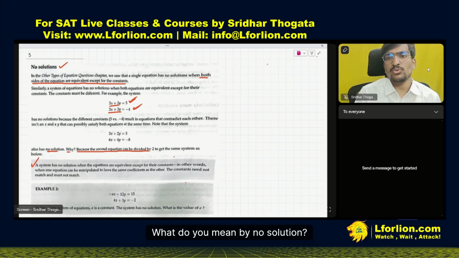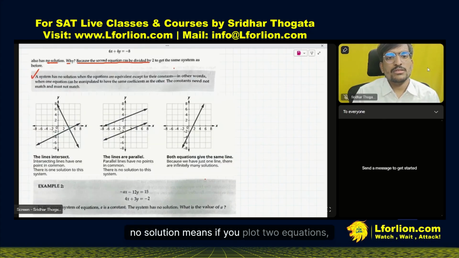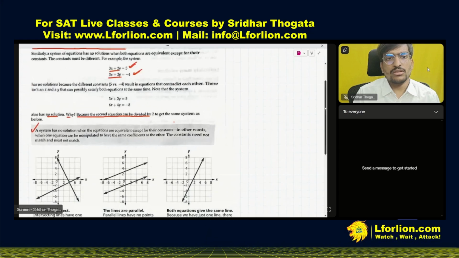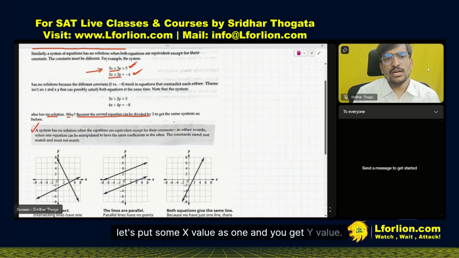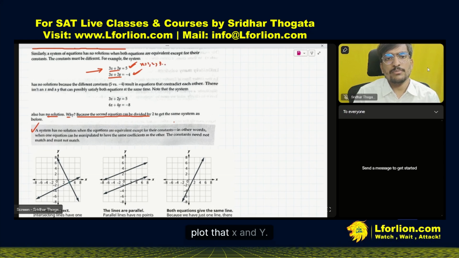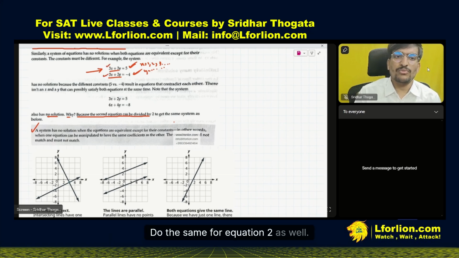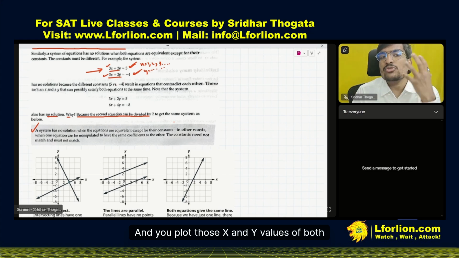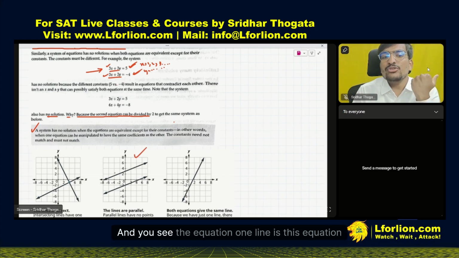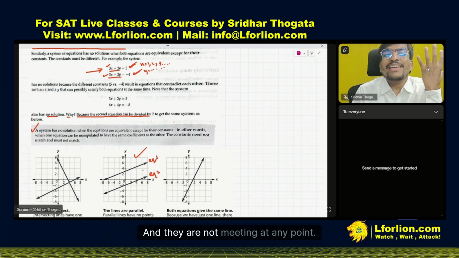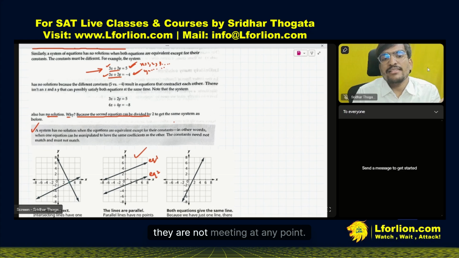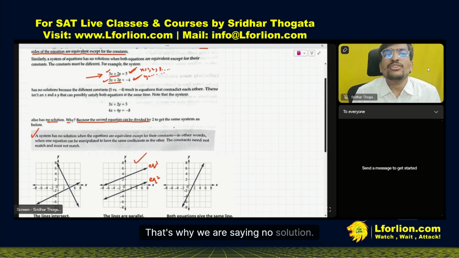What do you mean by no solution? No solution means if you plot the two equations, let's put some x value as 1 and you get a y value, plot that point, x value as 2, plot that point on the graph, then 3, plot that x and y. You'll get certain y values for the x values you substitute for equation 1. Do the same for equation 2 as well, and plot those x and y values of both equations on the graph. You see the equation 1 line is this, the equation 2 line is this, and they are not meeting at any point. That's why we are saying no solution.